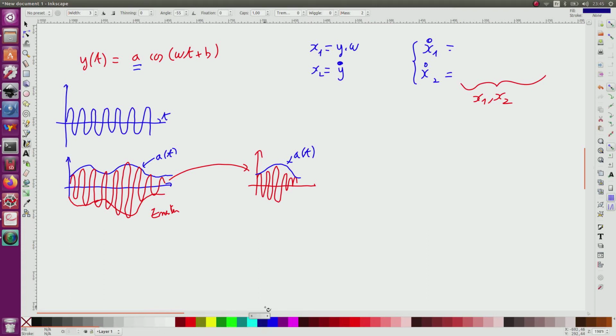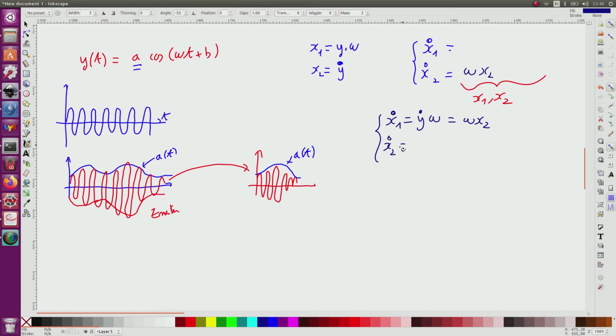So for this I have to find x1 dot equal. So x1 dot corresponds to the derivative. Here it will correspond to y dot omega, but y dot is equal to x2, so it will be equal to omega x2. So this is why here I will write omega x2. Omega, of course, is constant. It's assumed to be known. This is why it is considered here as a parameter, and I am allowed to use it here.